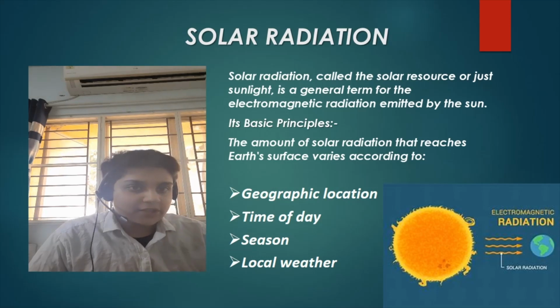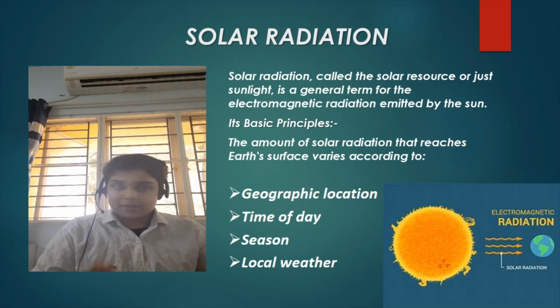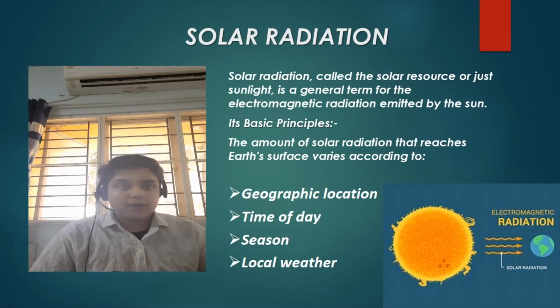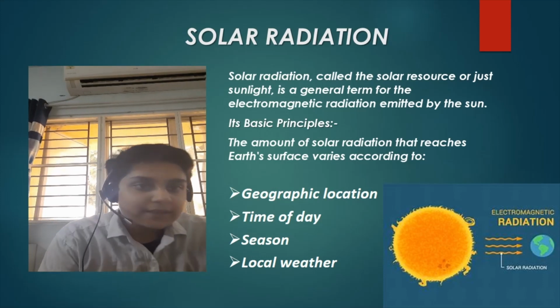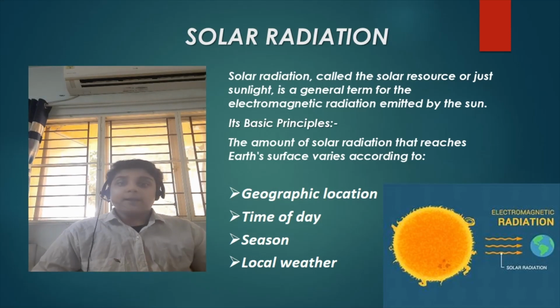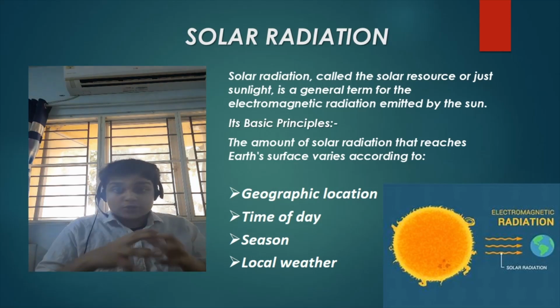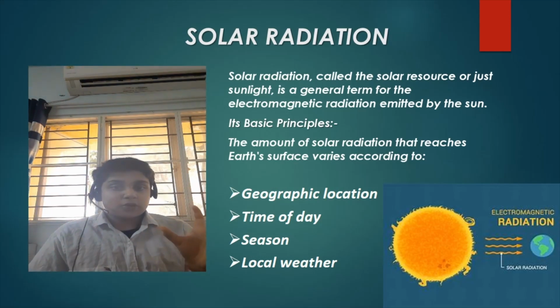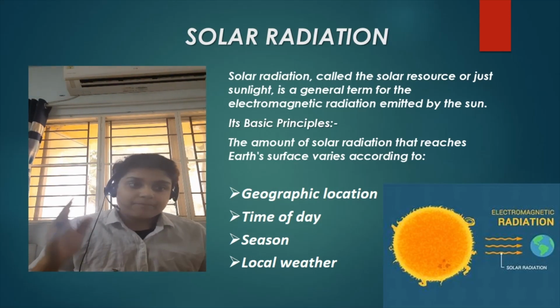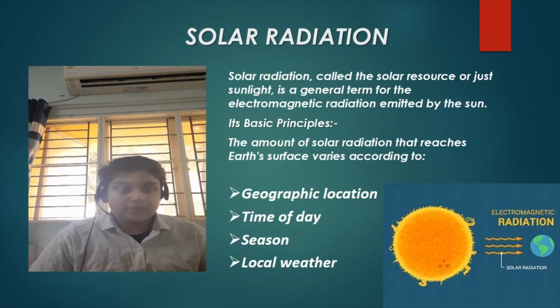It's also known as a general term for electromagnetic radiation emitted or given out by the sun. Now here are some of the basic principles. The amount of solar radiation that reaches the earth's surface varies. As we all know, the sunlight varies across the earth due to its tilt. Since the earth is tilted, the rays that fall are not totally equal. So here are some of the reasons why the rays differ.